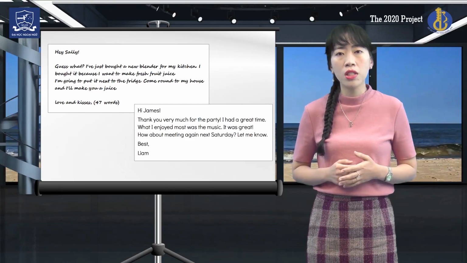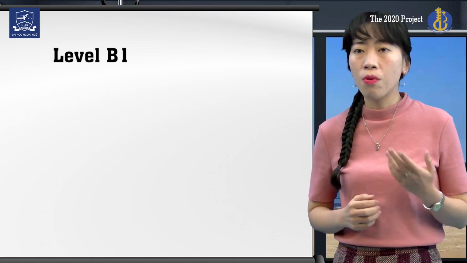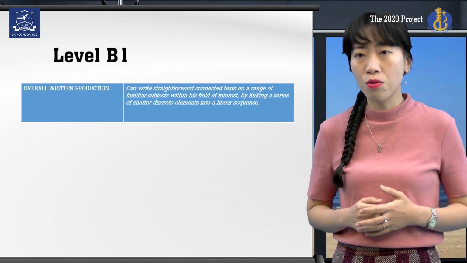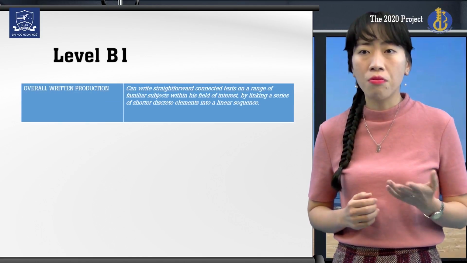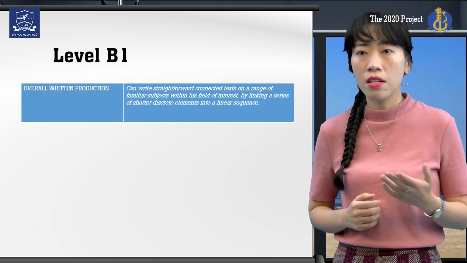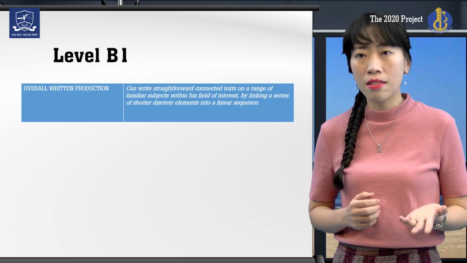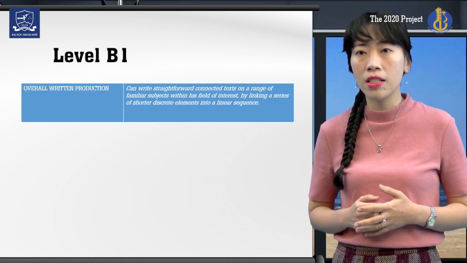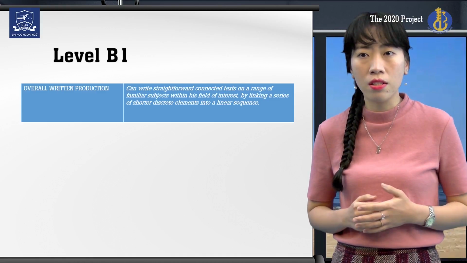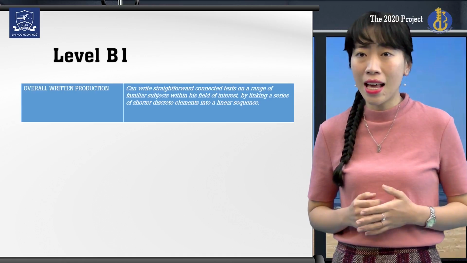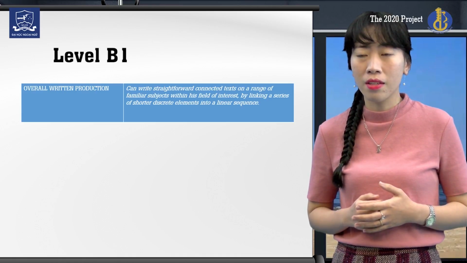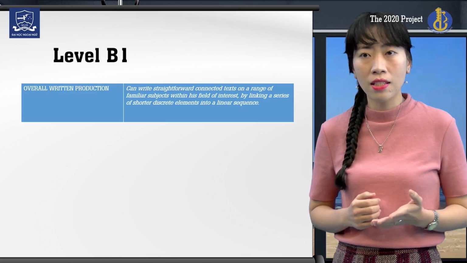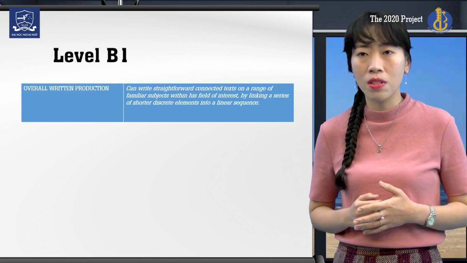We move on to written production now. What are the keywords in this overall descriptor? Yes, they are straightforward connected text, a range of familiar subjects, discrete elements, linear sequence. With this descriptor, can you guess what type of writing can be produced by B1 learners? Can they write an essay or a report yet? The answer is yes, they can, because you see connected text linking elements into a sequence.